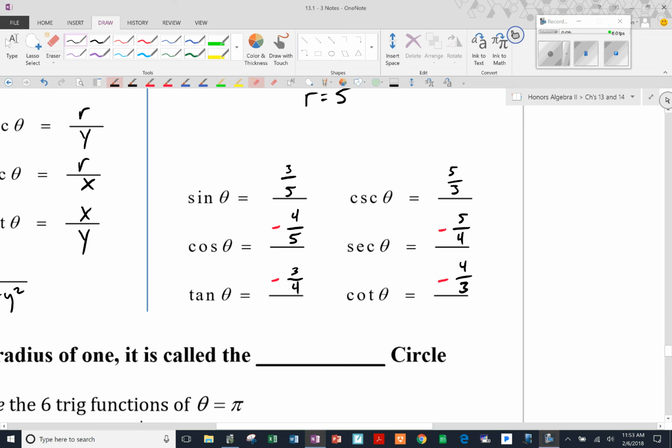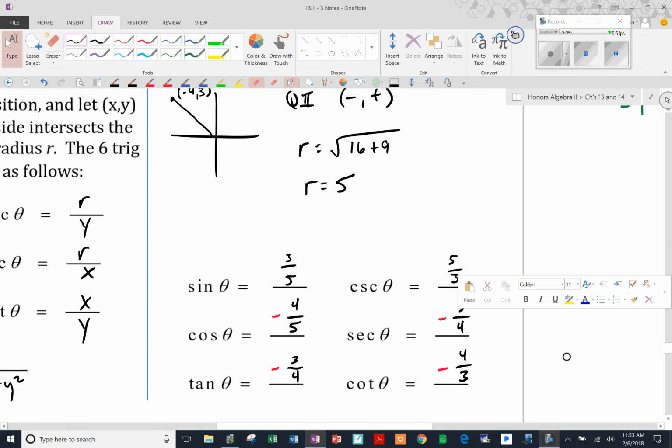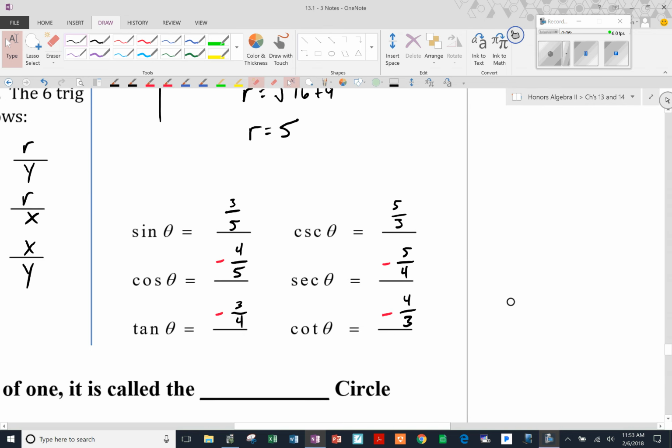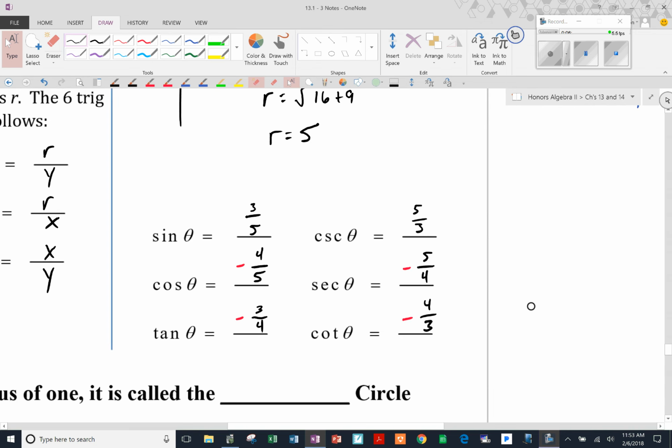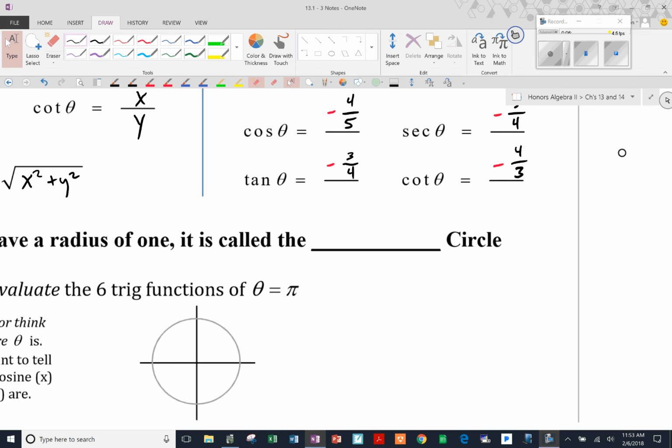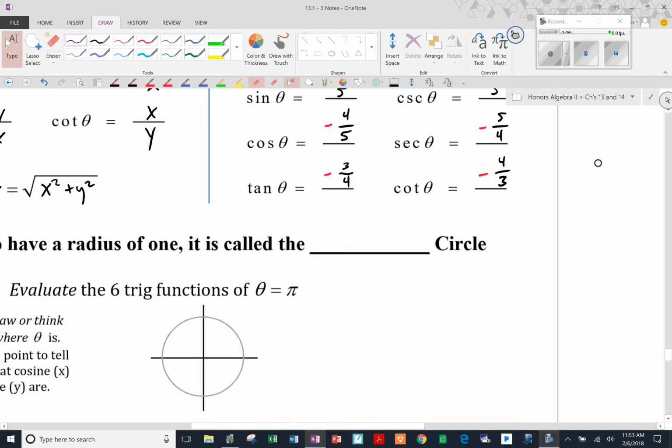Questions on that? Yes? So for r equals the square root of x squared plus y squared, there's no plus or minus? Correct, because we're considering r to be a distance, so it's always going to be positive. Okay. Good? All right. We're going to do another example like that in a second.